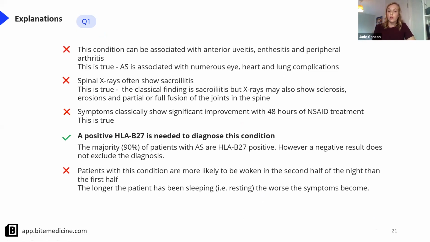As you've also got some, I think it's about 10% of the normal population, who do not have ankylosing spondylitis, are positive for it. So it's not a good enough test to be an essential part of the diagnostic criteria.